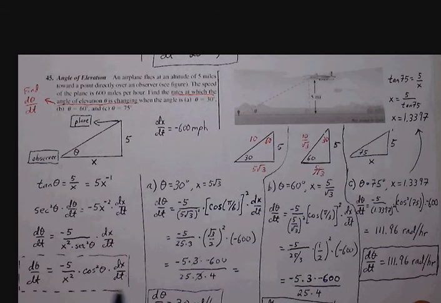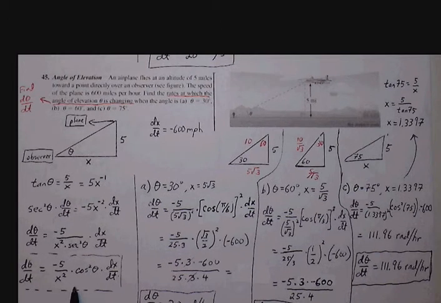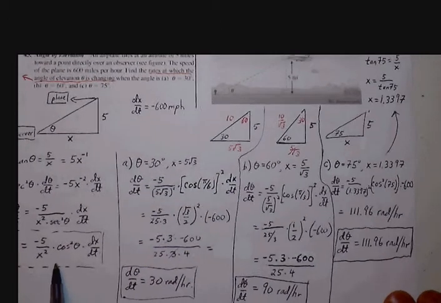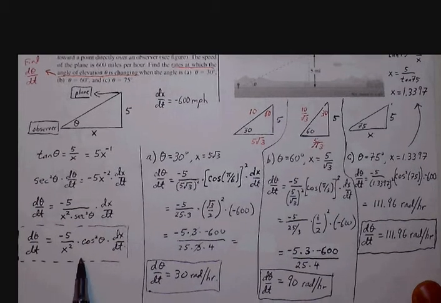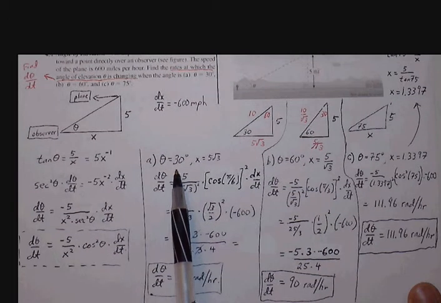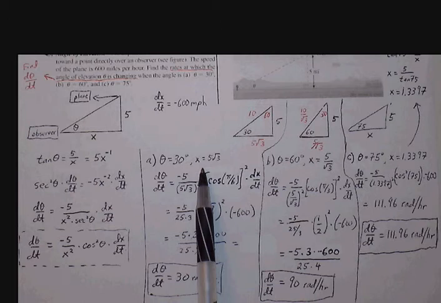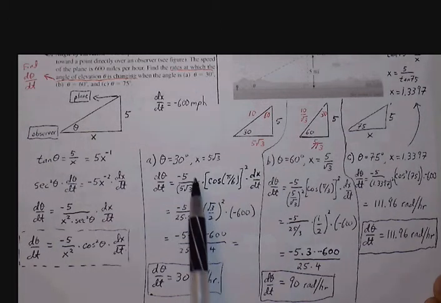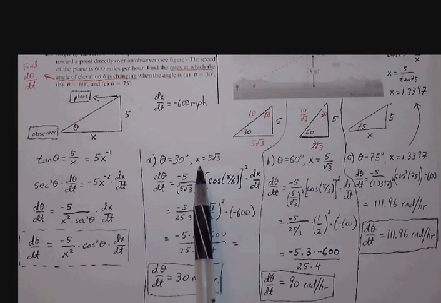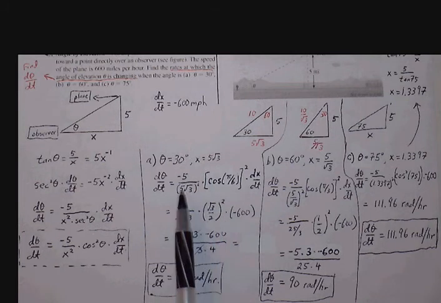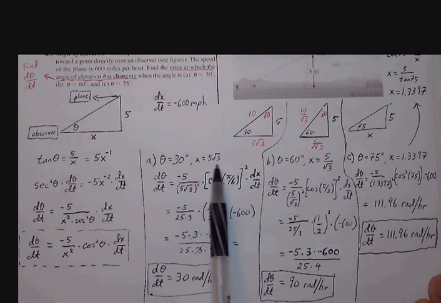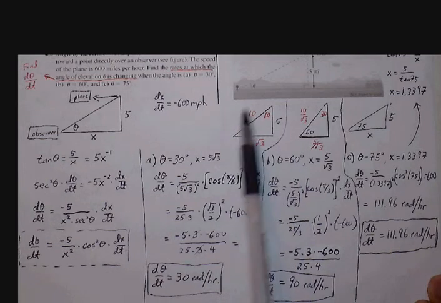Okay, so for a, theta is 30 degrees. x, if theta is 30, then we know that x is going to be equal to 5 root 3. So we can use information from a triangle, or we can just plug it into the formula and figure out what cosine of pi over 6 is.